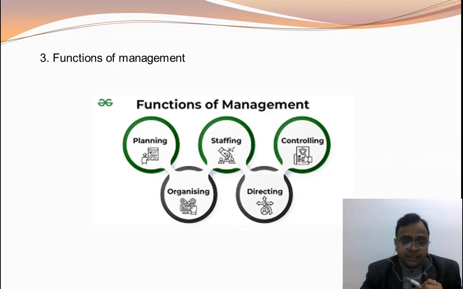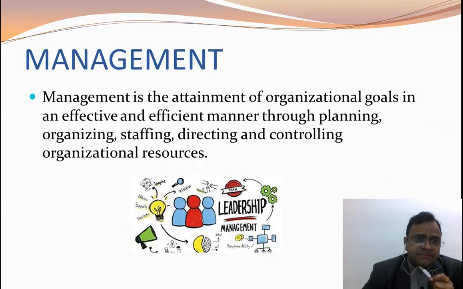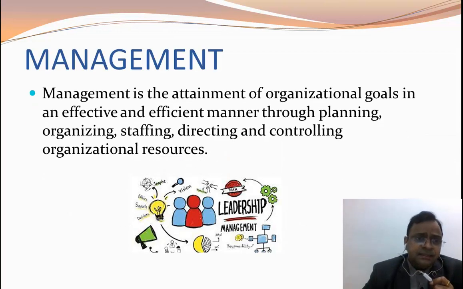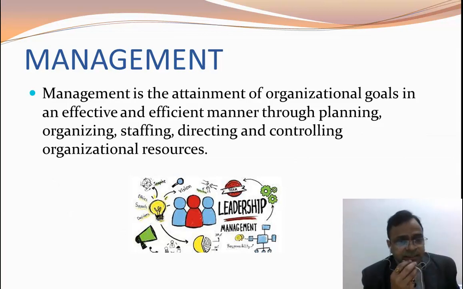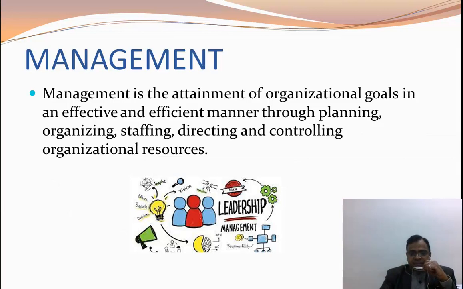Then directing. Functions of management also include the directing process, because each and every step requires a direction. Hence, directing is a must. Then controlling. If something is beyond the limit or below the limit, then controlling is required for the organization. Management is the attainment of organizational goals in an effective and efficient manner through planning, organizing, staffing, directing, and controlling.